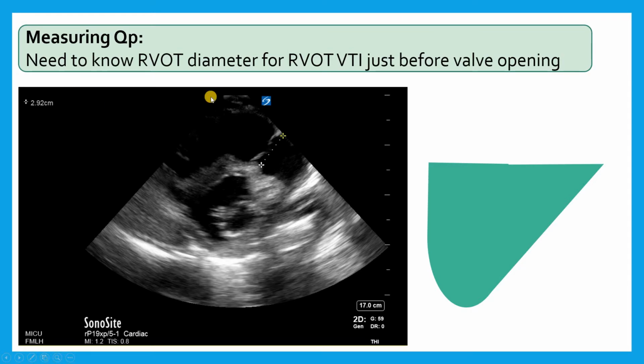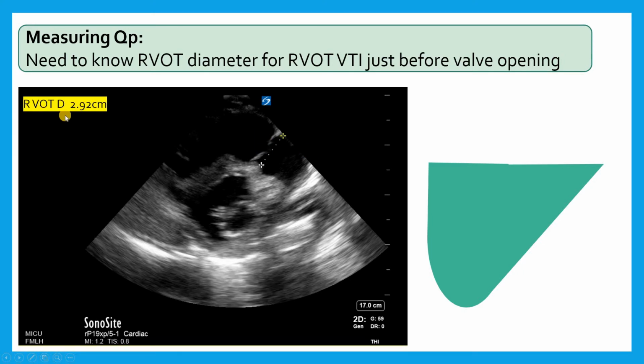This is done the same way as you would do if you're trying to measure systemic cardiac output using the LVOT diameter, but here we're going to look at the RVOT diameter. So to measure my pulmonary circulation cardiac output, I need to know my right ventricular outflow tract diameter, and I need to measure my right ventricular outflow tract velocity time integral just before the valve is opening. That means I'm going to put my pulse wave Doppler box here.